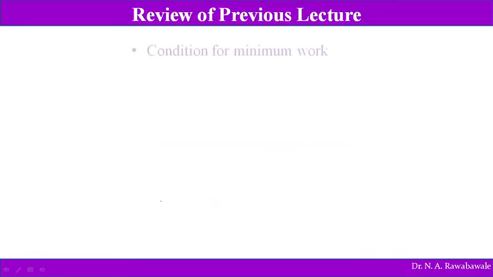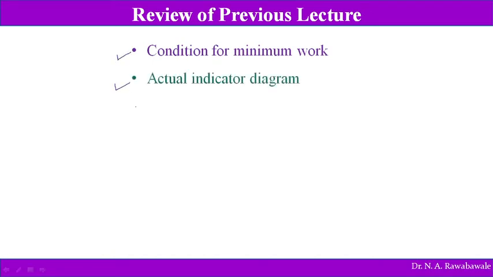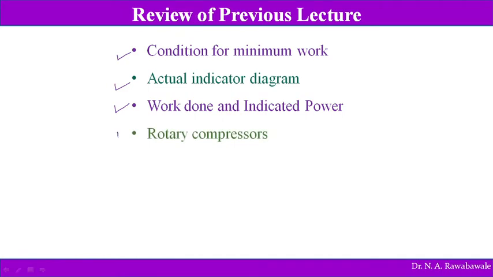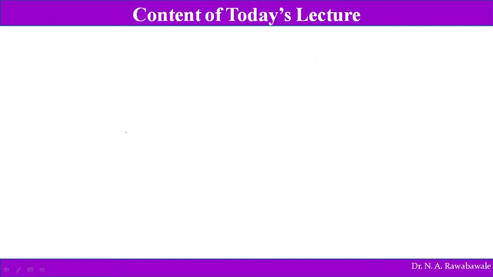In the previous lecture we discussed the condition for minimum work done, the actual indicator diagram, work done and indicated power required to run the compressor, the classification of rotary air compressors, and the working principle of rotary air compressors. So today we will discuss numericals on air compressors.